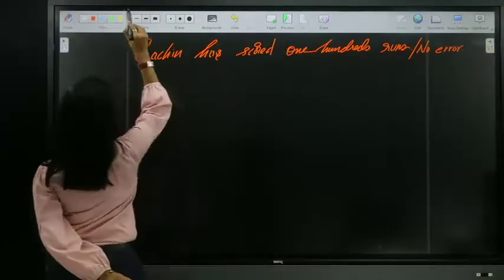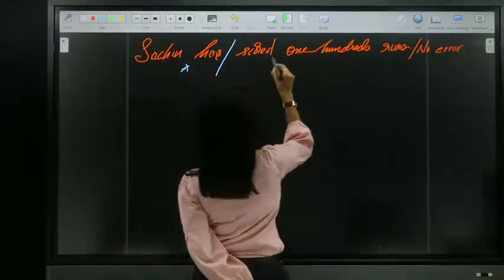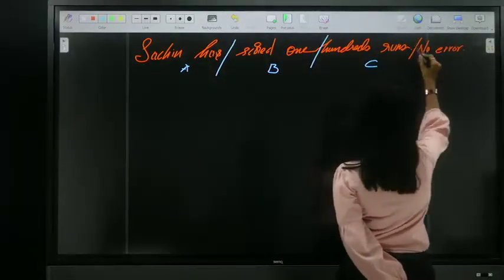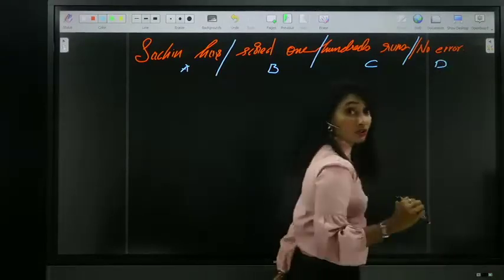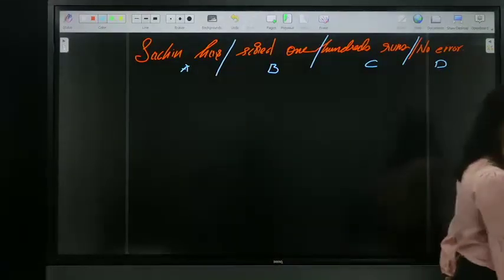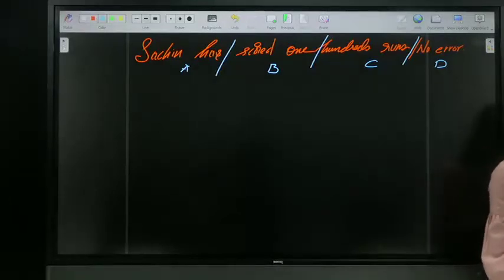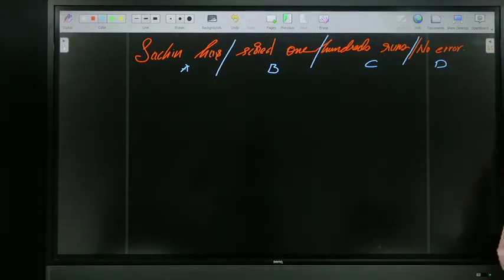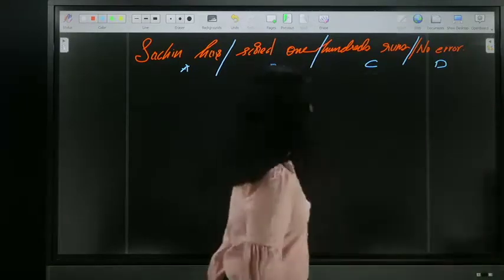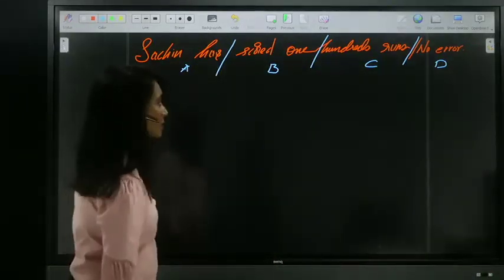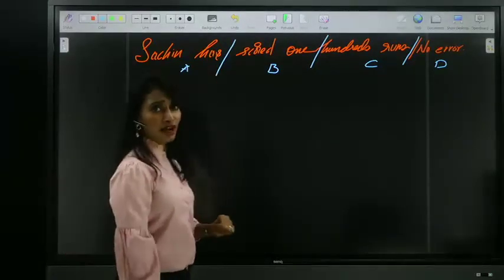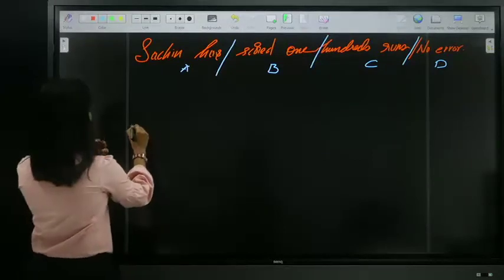So let me divide the sentence: A, B, C, D. There are only 4 parts. Quick, answer this. Where is the error you're mentioning? It is option C. Why? Swapna mentioned it as option C, but why? Answer that. Why?